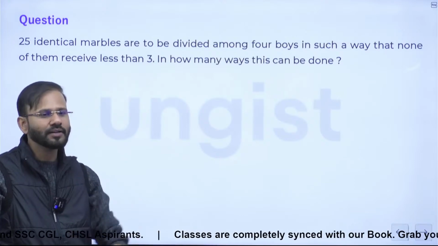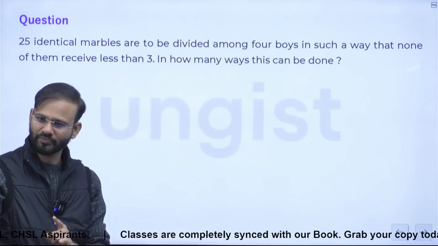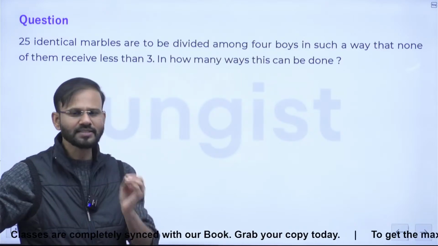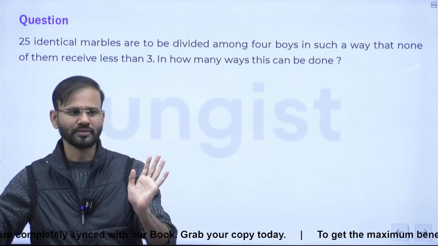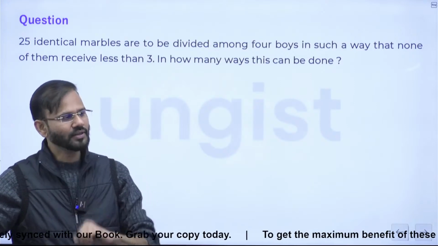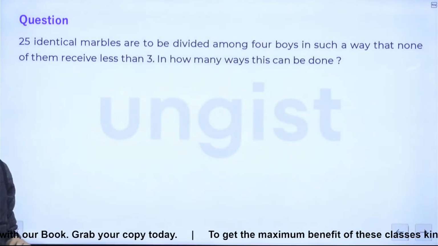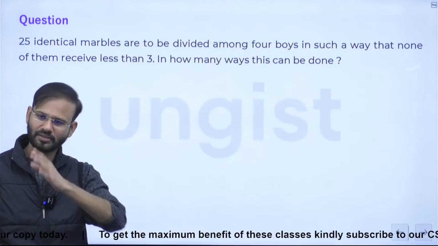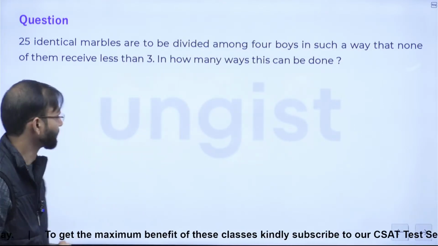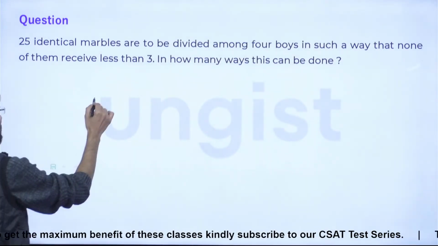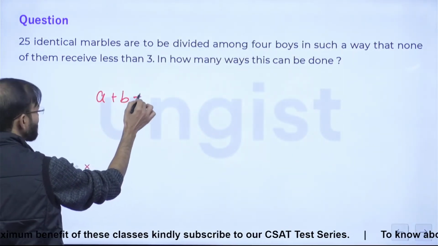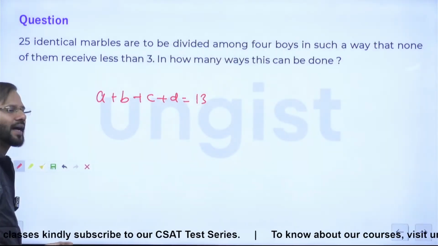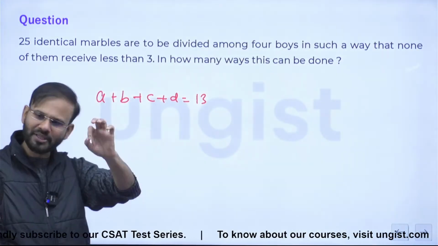So 12 you have already given. After that, now there is no restriction on you. Even if anyone is getting 0 after that, it is okay, right? So 12 are gone. What is left now? 13. So after that, this question is almost equivalent to A plus B plus C plus D is equal to 13. There are 4 kids, A, B, C, D, and the number of marbles with them should be 13.